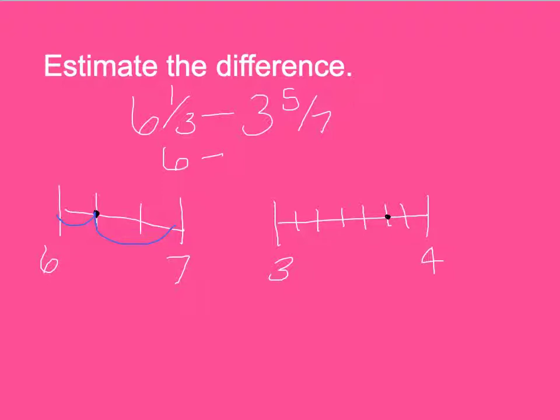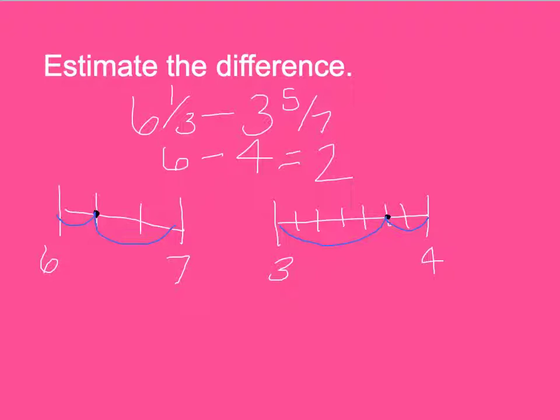And let's take a look at the distance between that mixed number and our two whole numbers. So it looks like this 3 5/7 is going to be much closer to the 4. So when we're estimating, we're going to round that 3 5/7 up to 4. So an estimated difference for this problem is going to get us 2.